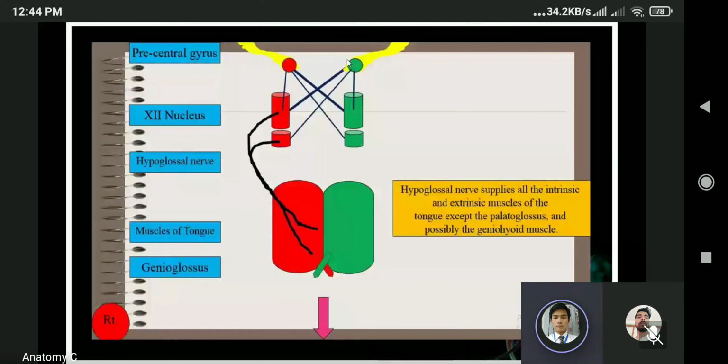Okay, if you have a lesion on the left hemisphere of your brain, then your fiber is interrupted. That means the right genioglossus muscle will paralyze or the left? The right genioglossus muscle will paralyze because the right genioglossus muscle receives the corticonuclear fiber from the left side. So the genioglossus muscle of the right side will be paralyzed, and the tongue will deviate towards the same side because the muscle of the other side is active.